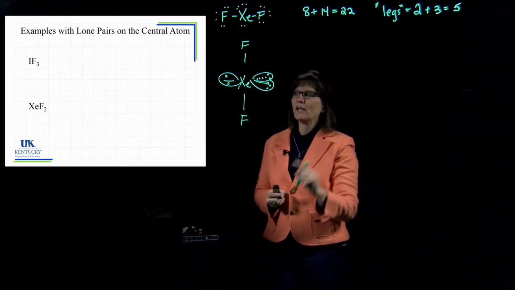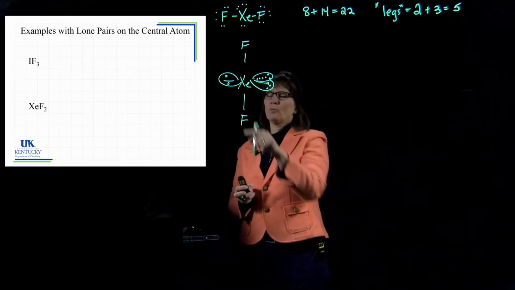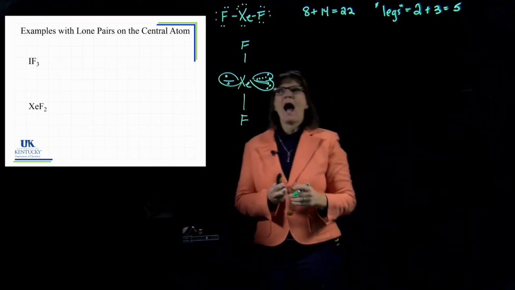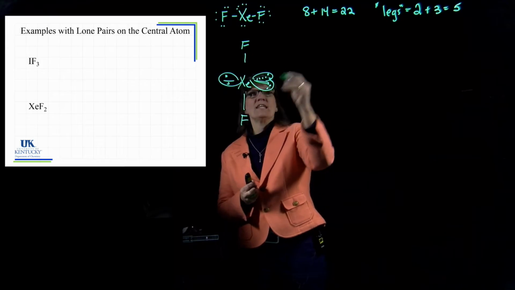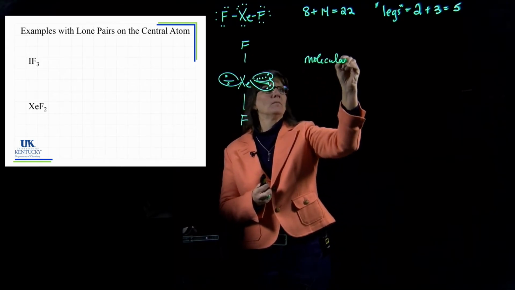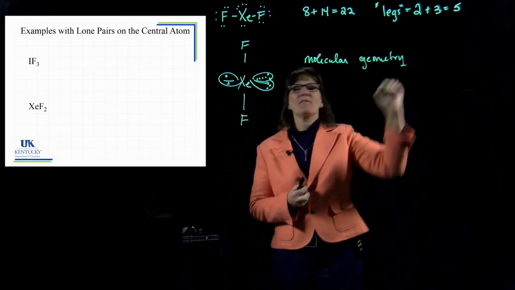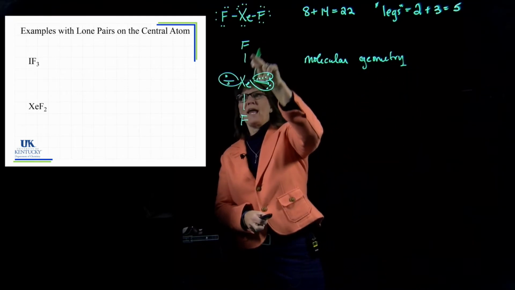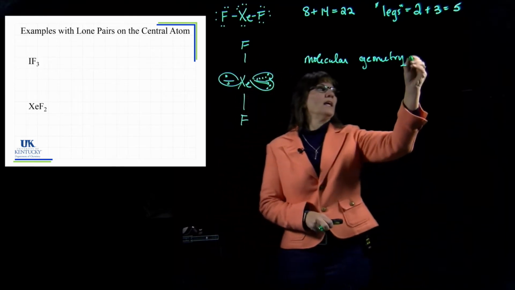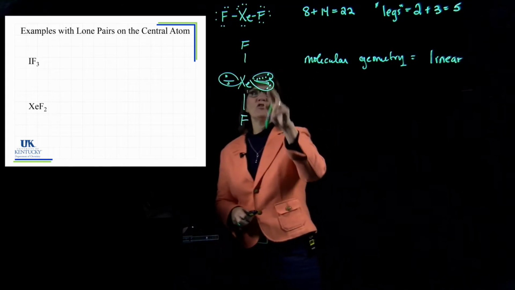So while the electron arrangement is called a trigonal bipyramid, I only look at the atoms to get the geometry. So the molecular geometry, which is our final goal, has a name. We have seen this name before. 3 atoms in a straight line is called linear. And the bond angle is not distorted by these.